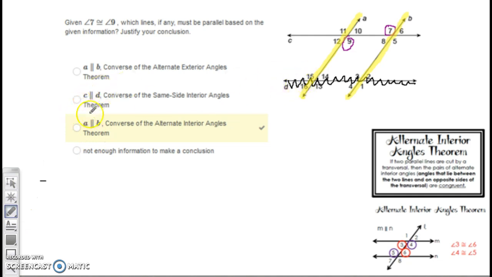So I already threw out D as a distractor, so I'm going to get rid of D. And then I know lines A and B are parallel. And the reason is because of alternate interior angles, not alternate exterior angles. So that would be my answer.